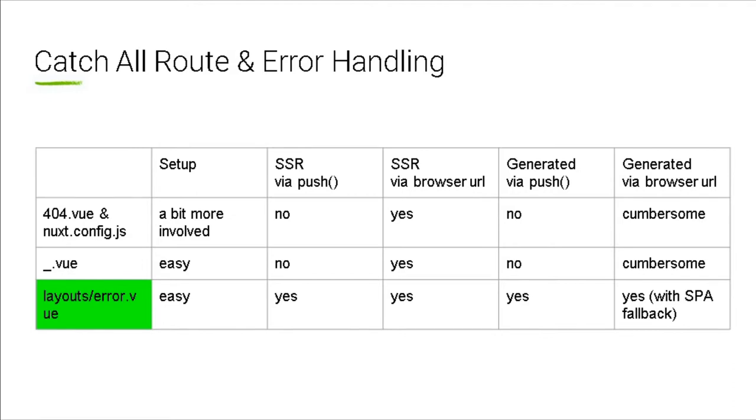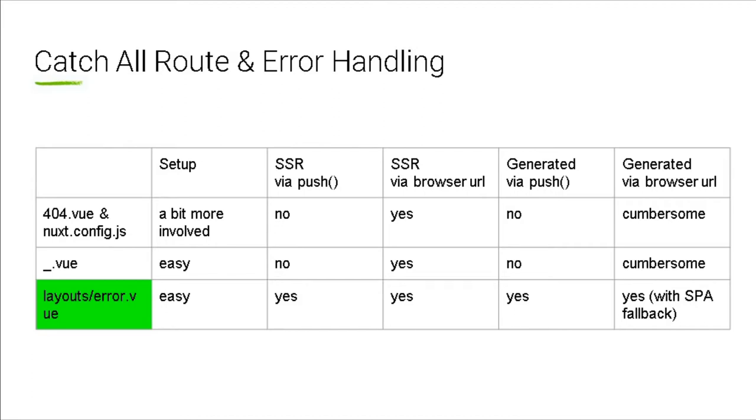Okay, so what's the difference between these three? The 404 error is a bit more involved. You've got to create the view file, and then you've got to type something in the nuxt.js, that's a router property. You have to do something about it. The other two, they are easy.